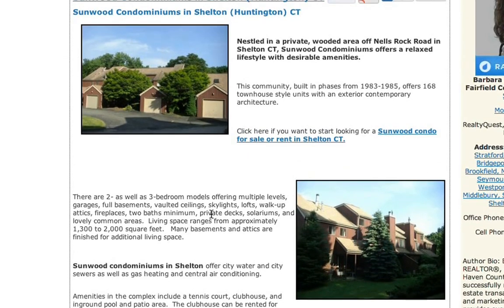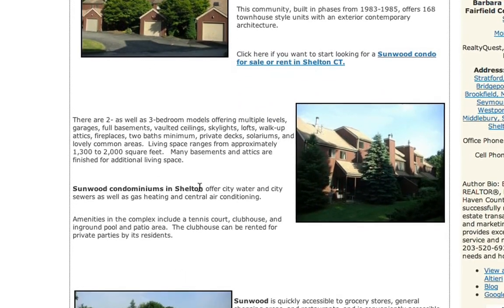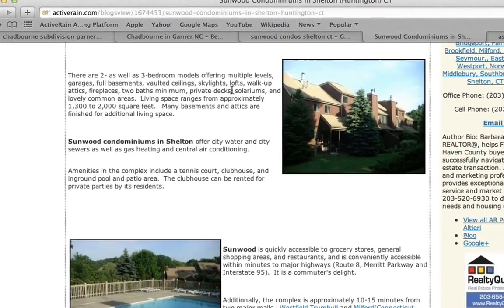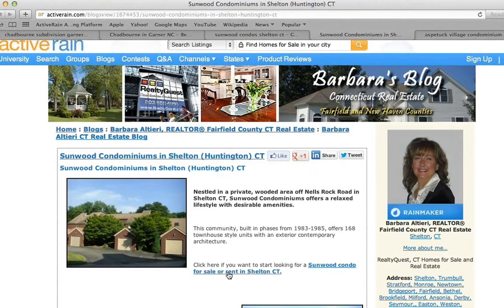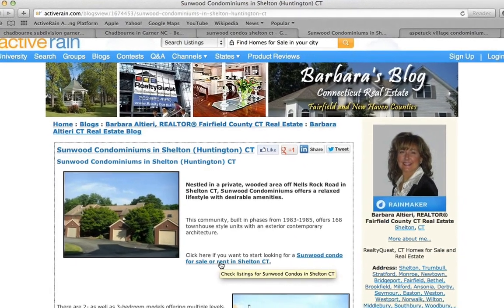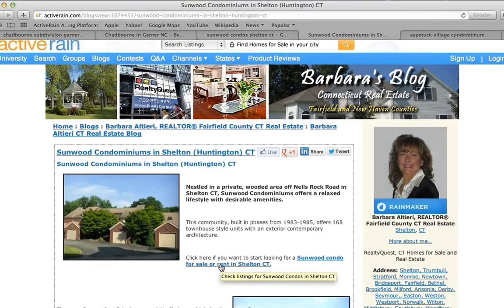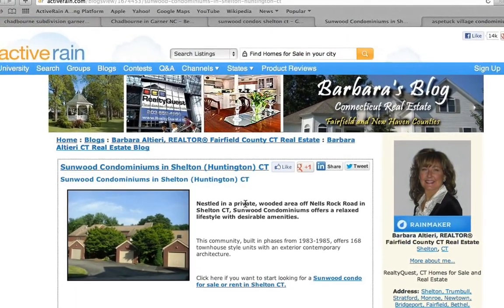Okay, what kind of information does she have in here? Flowery description, right? What are the units like? What are some of the amenities? What's going on nearby? This is a really important one here, this link. And two weeks from now, we're really going to hammer in on this link. But having this link in here is important, and in just a minute, I'll tell you why. So there's her post, right?